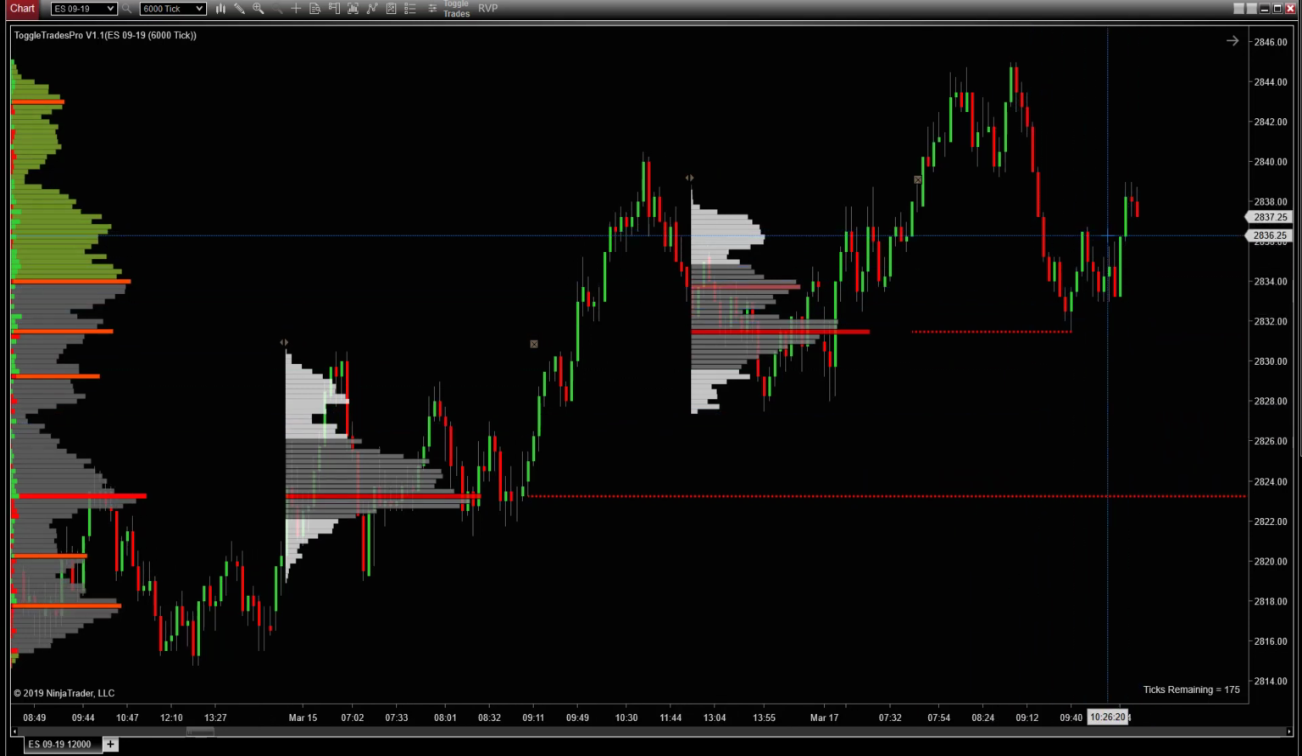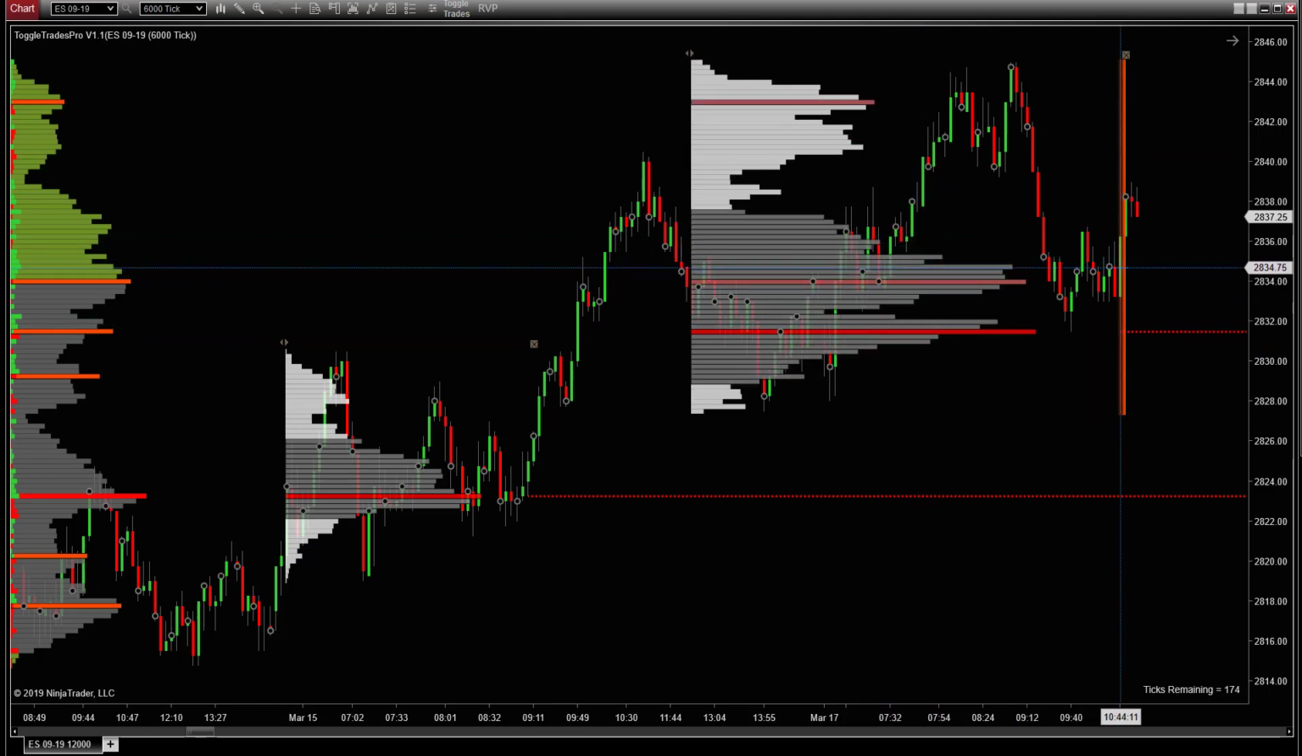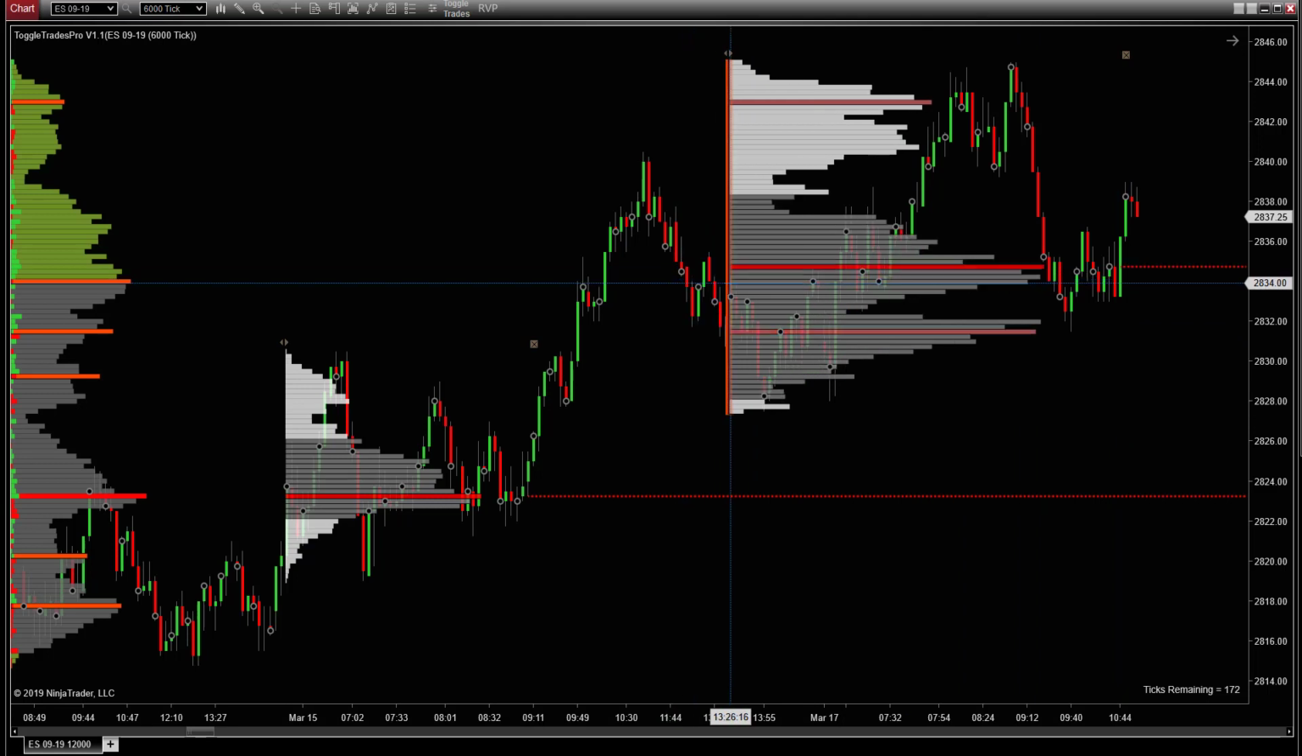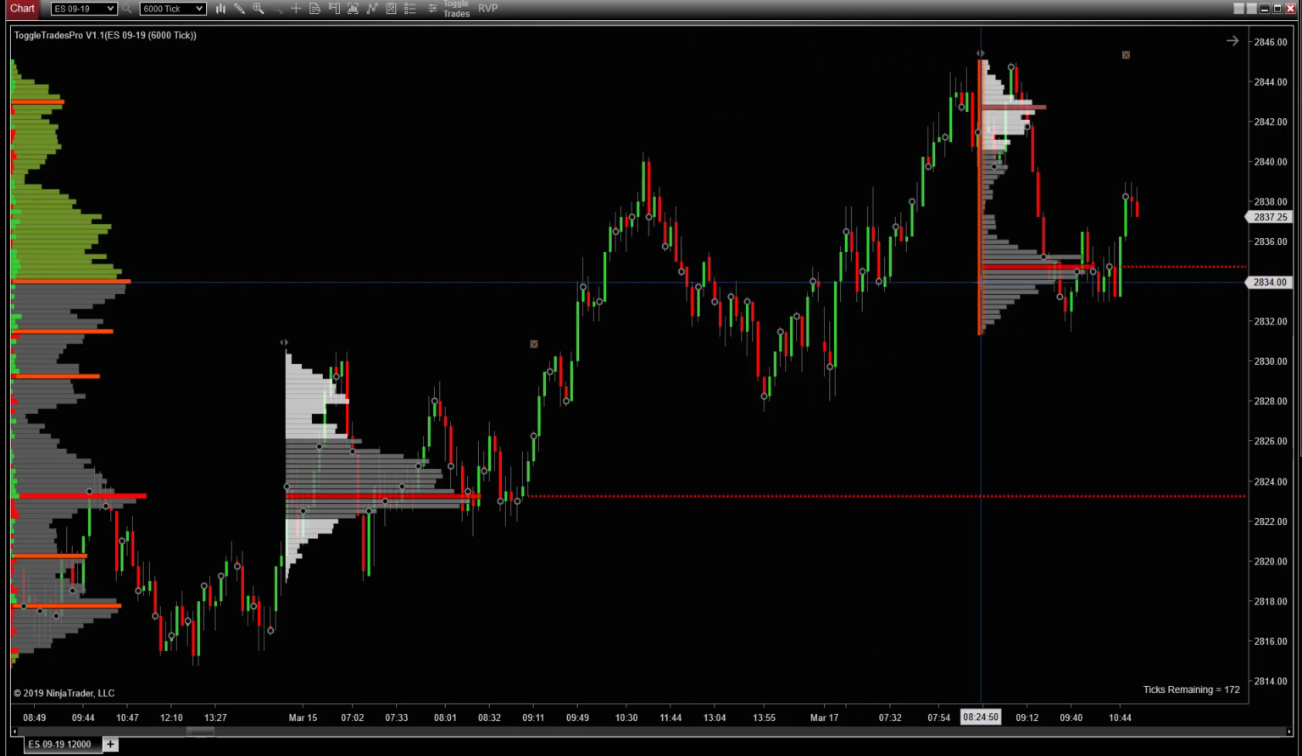So you got a good shelf right here. Look at this thing. See this thing all built up right here? This was a good one too. It moved up and away, and yeah, there's a good shelf of volume right here. You can see.